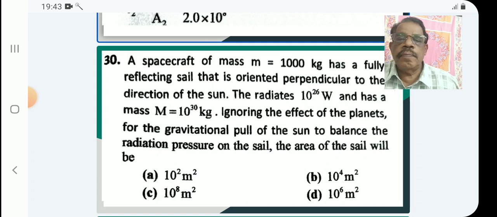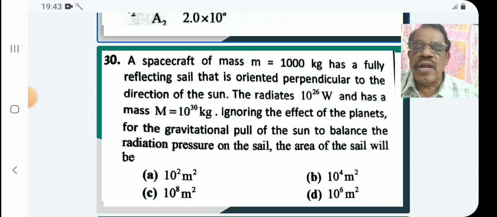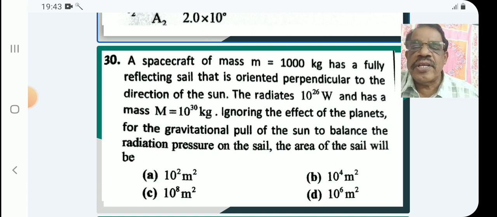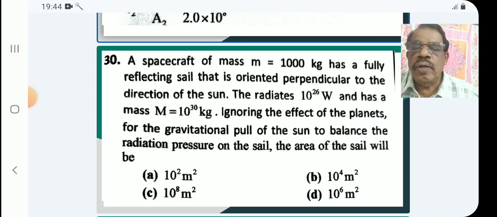Next question. A spacecraft of mass m equal to 1000 kg has a fully reflecting sail that is oriented perpendicular to the direction of the sun. The sun radiates 10^20 watt and has a mass M of 10^30 kilogram.